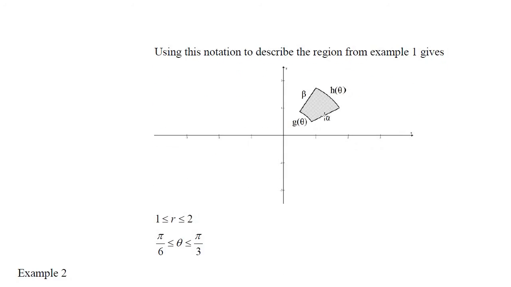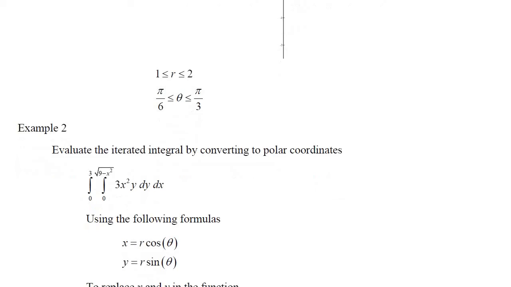So, that region that we had in example 1, notice my theta goes from angle alpha to angle beta, and my r goes from some inner radius defined by the function g of theta to some outer radius that I define by a function h of theta. And in here r goes from 1, so g of theta is 1, and r goes to 2, so h of theta is 2. And then my angles for theta, so alpha here goes from an angle of pi over 6 to an angle of pi over 3.